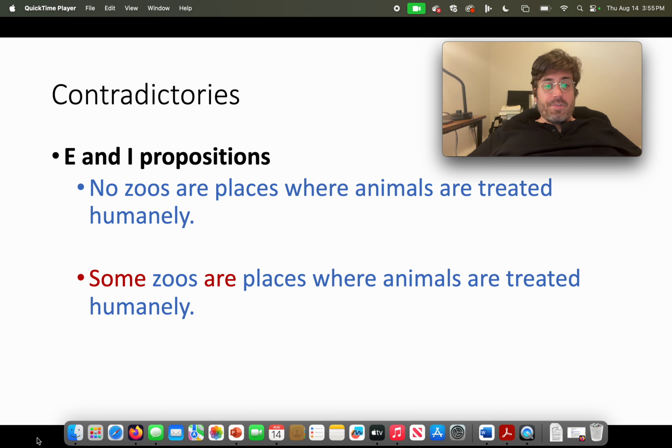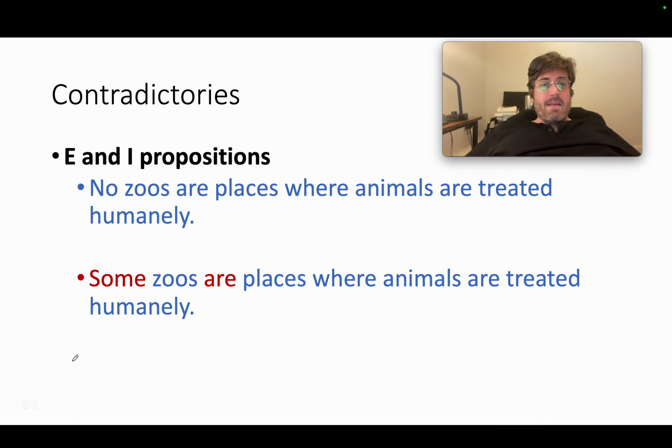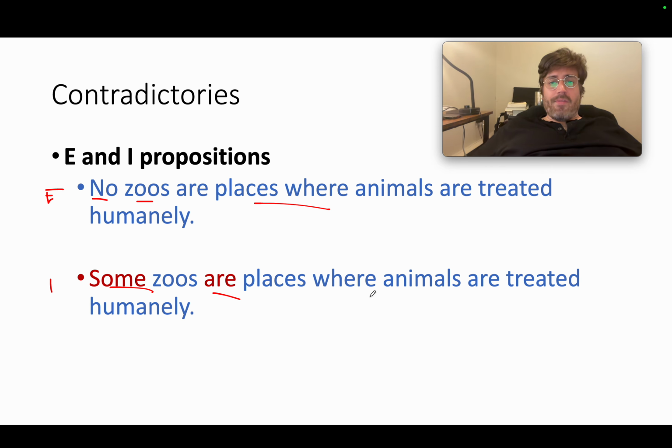So let's look at our examples here. If we have an E proposition like this, no zoos are places where animals are treated humanely. This is an E proposition because we have our universal quantity and then our subject zoos with our predicate places where animals are treated humanely. Its quantity is universal and quality is negative. This is an I proposition. Some zoos are places where animals are treated humanely, right? So we have our particular affirmative here.